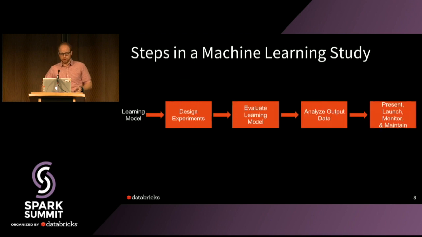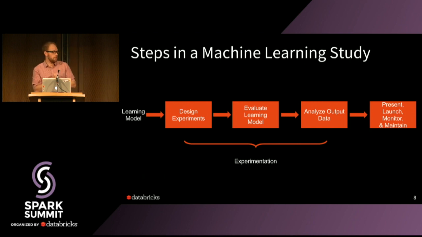So once you have a valid learning model, you can go into experimental design or experimentation. So this is where you do things like design experiments. We'll talk about what an experiment is.